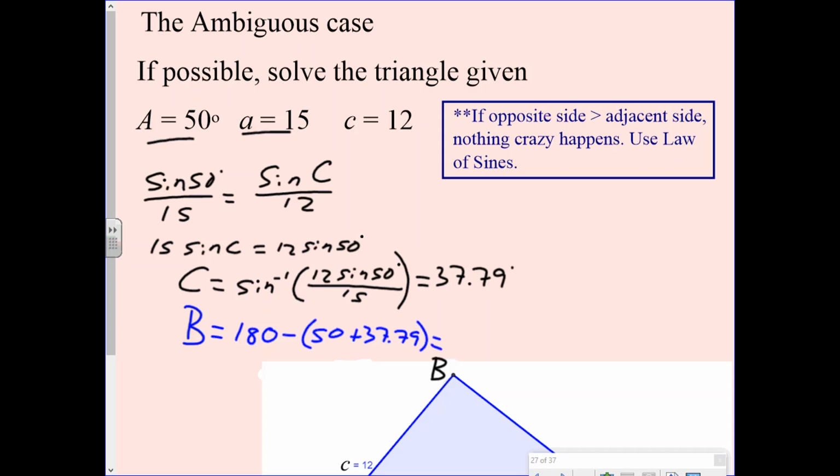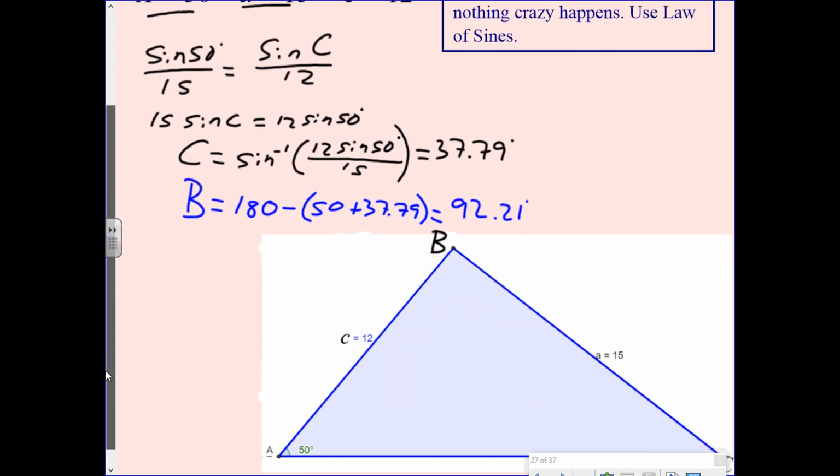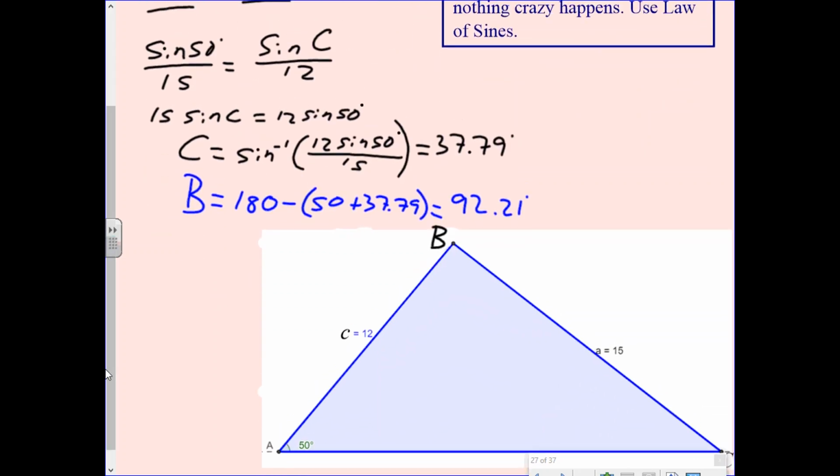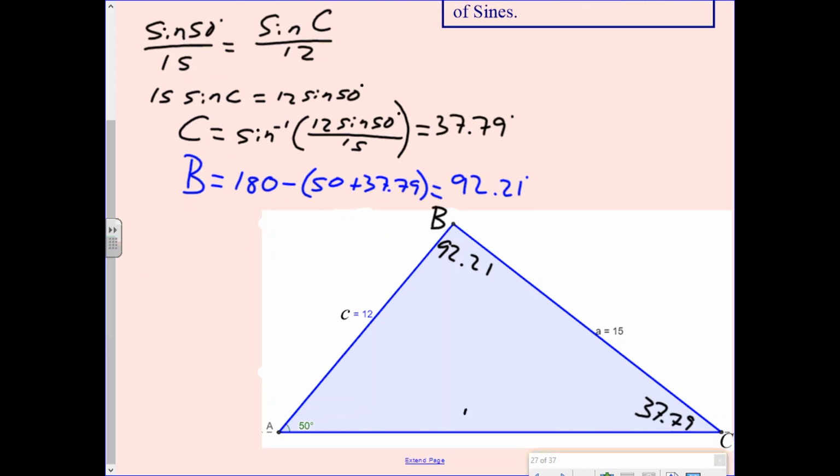And that's going to come out to be 92.21 degrees. So I can scroll down here under my picture and pop those guys in there real fast. So angle C, 37.79, and angle B, 92.21. And now the only thing that's left to find is my side B down here.